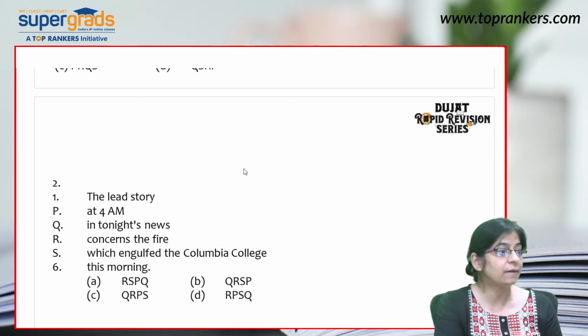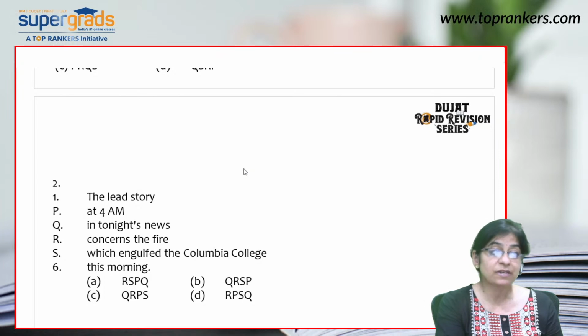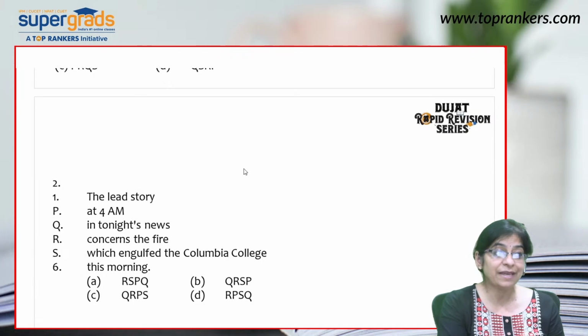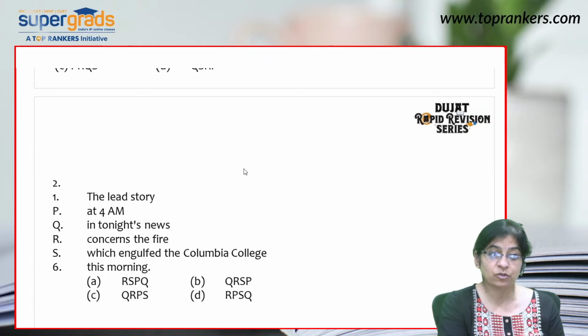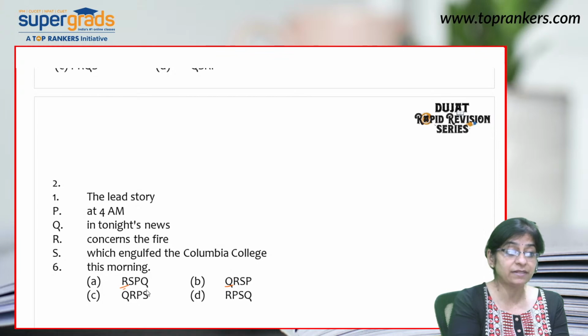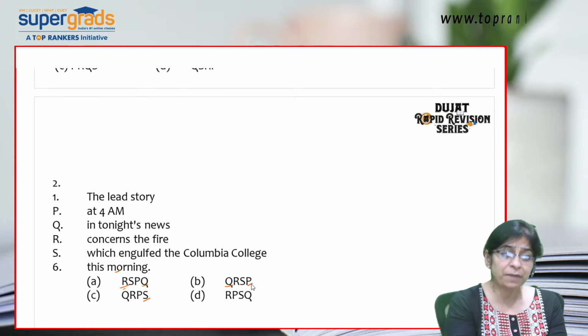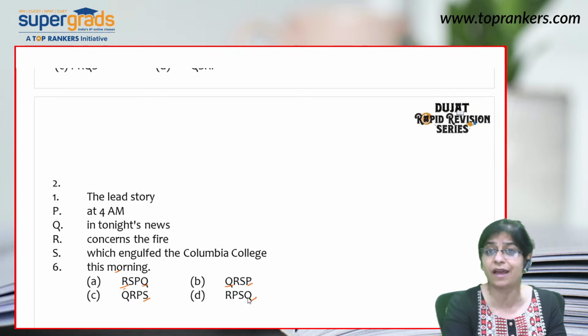So this one is the lead story. That's number one. And then at 4 a.m. in tonight's news concerns a fire which engulfed the Columbia College this morning. Now, can R naturally succeed number one? Can Q succeed number one? So the only two options are these. Or the other way of looking at it, can Q precede this morning? Should S precede? Should P precede? Or should Q precede number six? So these are some of the strategies. Or other than that, you could look for mandatory pairs. That will help you get the answer.